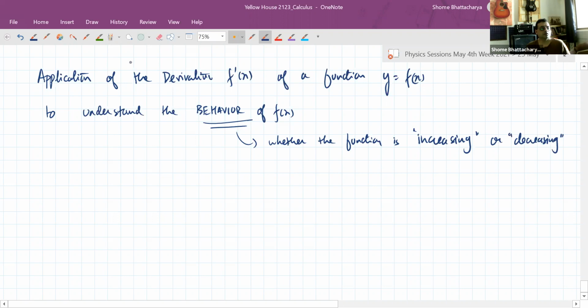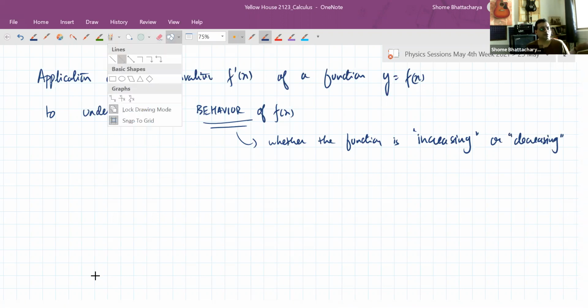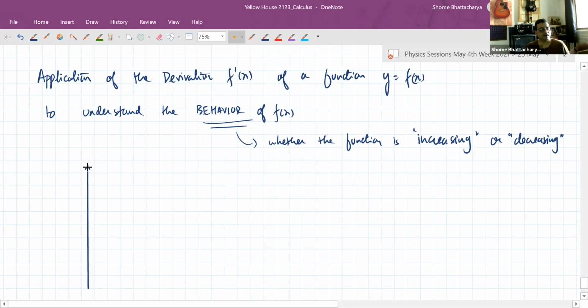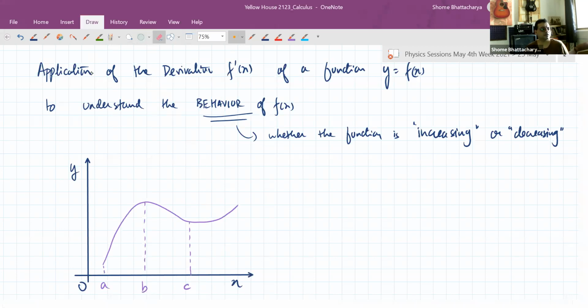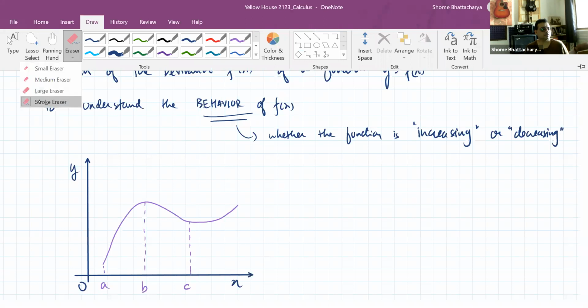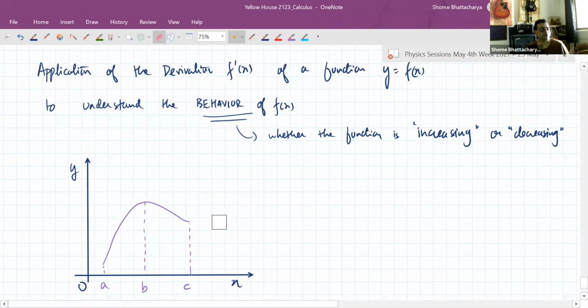Just to illustrate this point, suppose I take an arbitrary graph of a function without defining the formula of the function. I've not defined the function by any equation, but I'm just assuming that whatever the equation of the function, its graph is something like this. Let's say it starts from the point A, and then this point somewhere here is C. In fact, let's just concentrate on this part, forget about this part for the moment.